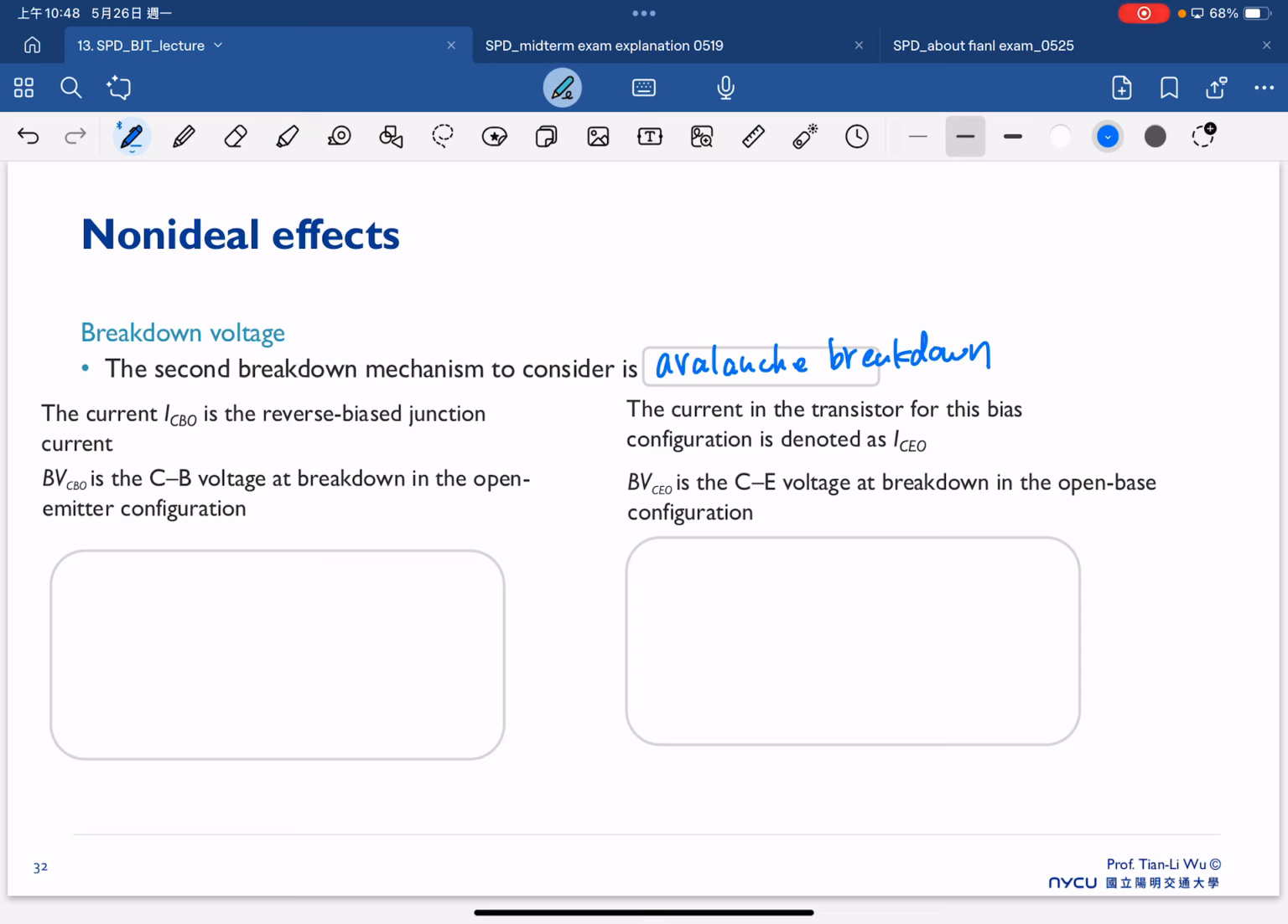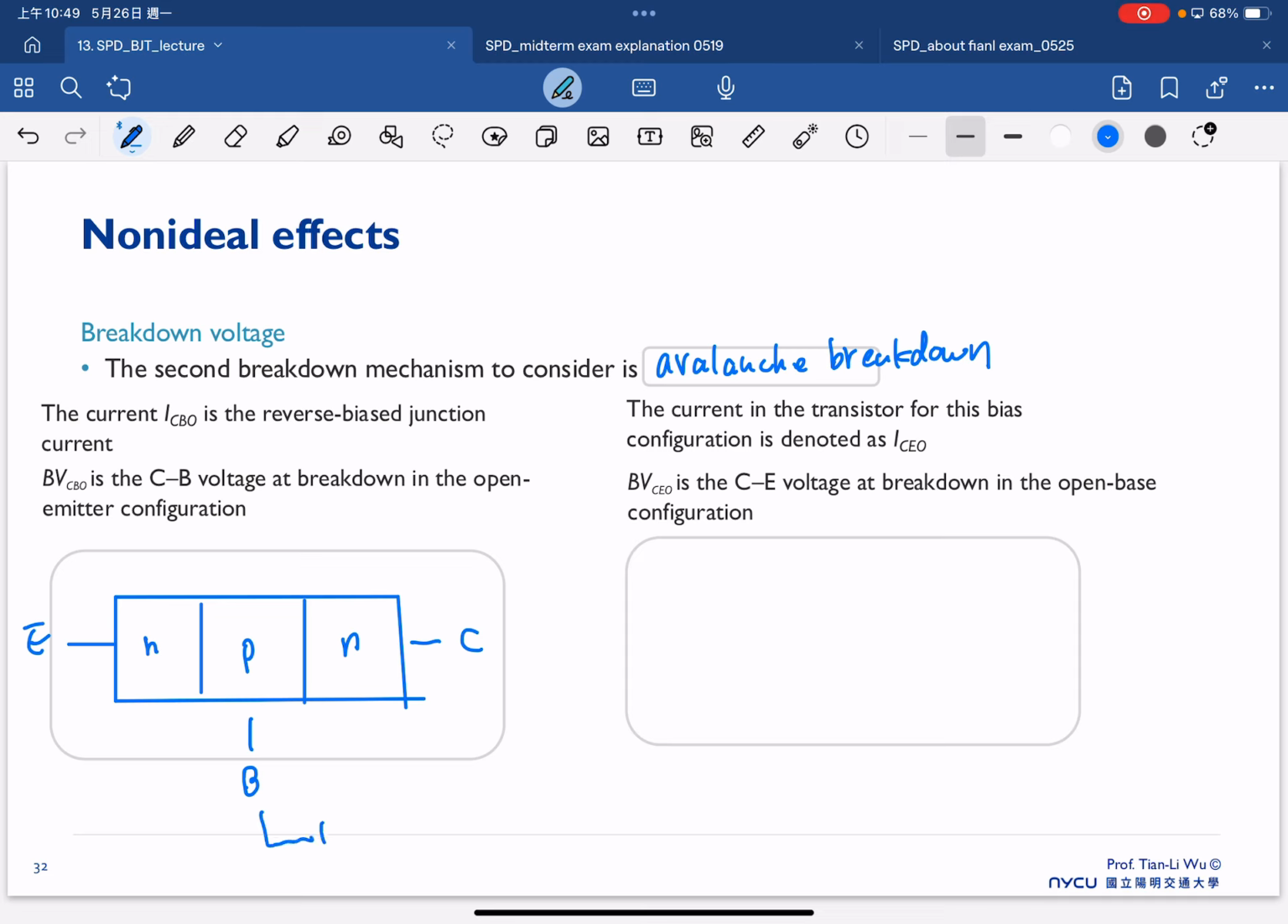In the case of the avalanche breakdown, we have to consider different terminals, because now we have the NPN. First, we call the BVCBO. Here we have NPN, with the emitter, collector, and base. The first breakdown is the breakdown between the base and collector, with the emitter open. Here is the definition: the BVCBO is the CB breakdown voltage in the open-emitter configuration.